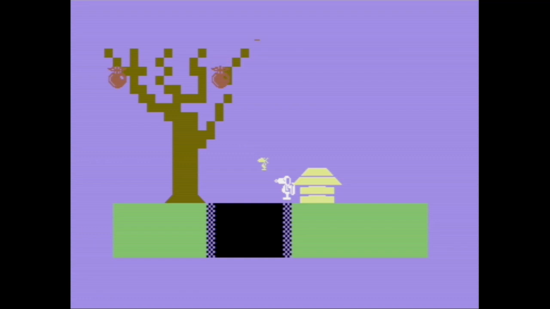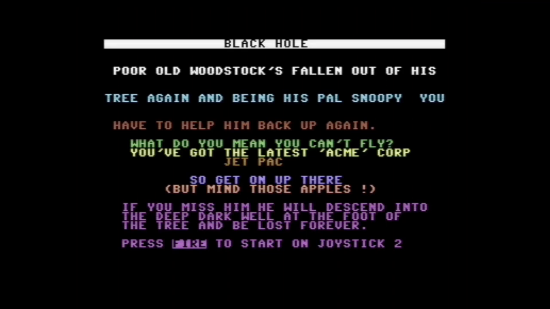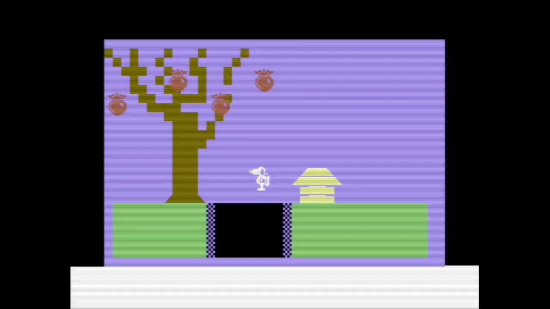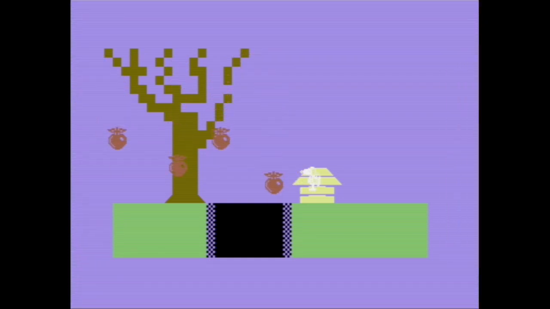Uh-oh, this is Black Hole. That's what it's called anyway, but that suspiciously looks like Snoopy. Oh, hard luck, Snoopy. And the bird's called Woodstock. I'm going to take a wild stab in the dark that Cascade did not have a license for Snoopy. But here we are. So Snoopy has a jetpack, because of course he does. And he has to fly and catch Woodstock before he falls down a black hole, plus the title, and get him to the top of the tree again.